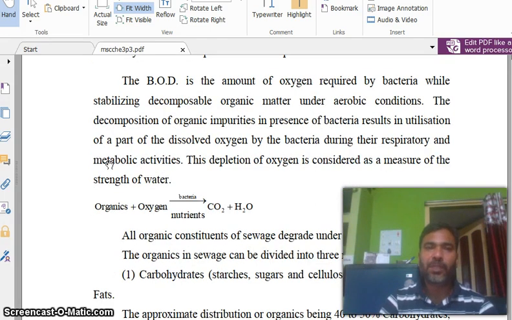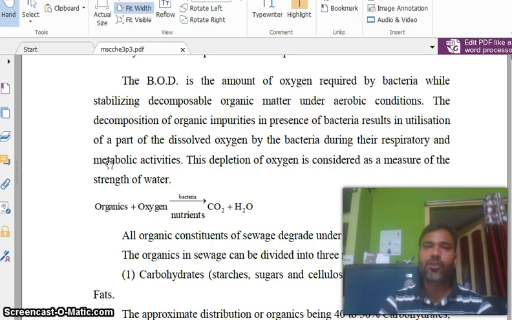So BOD is the amount of oxygen. I repeat, the BOD is the amount of oxygen required by bacteria while stabilizing decomposable organic matter under aerobic conditions.